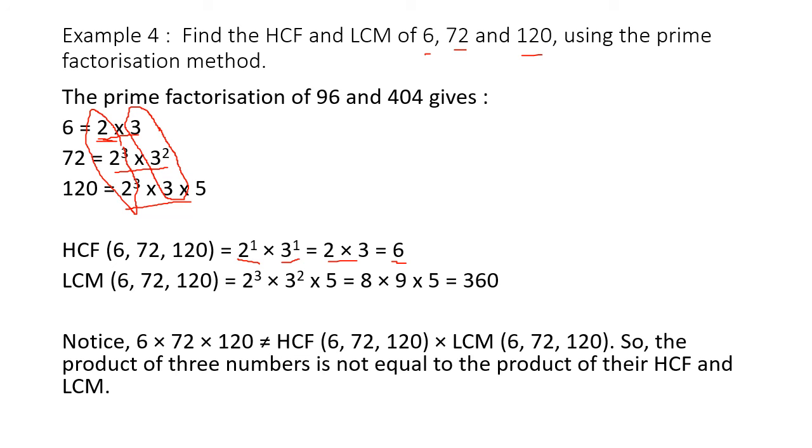And how to find the LCM? Take what is common but the biggest power. So the biggest power is 2 raised to 3 in two cases. So 2 raised to 3, and here the bigger power is 3 square. So I take 3 square, the bigger power of what is common. So this was common. And what remains? A 5 remains. So I take a 5 also. So 2 cube is 8, 3 square is 9 and 5. So 8 into 9 into 5 gives me 360.